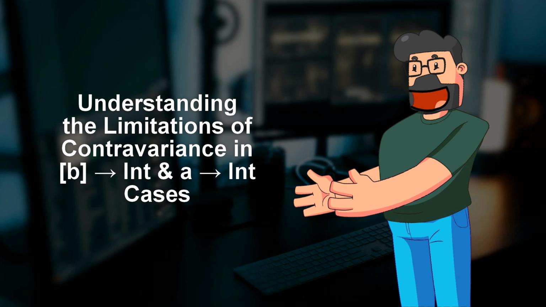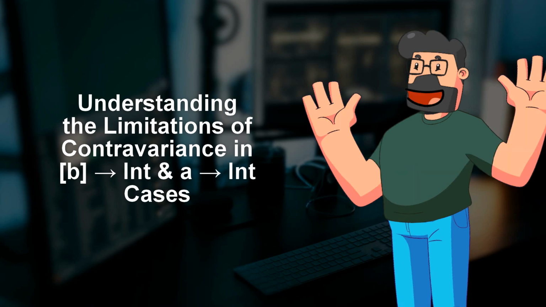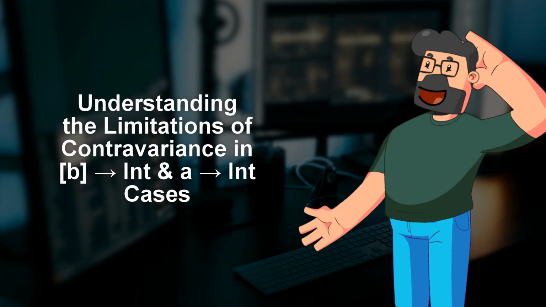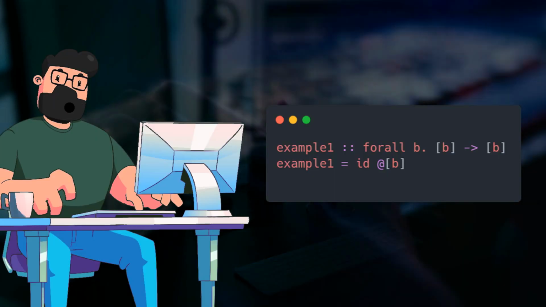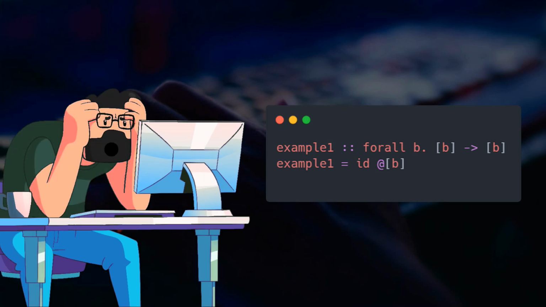Welcome to today's video, where we're going to dive into a fascinating problem regarding type inference in functional programming. The problem we're going to discuss revolves around the covariance and contravariance rules when dealing with function types. These rules play a crucial role in determining the relationships between different types when working with functions. Now, let's explore the solution provided for this problem.